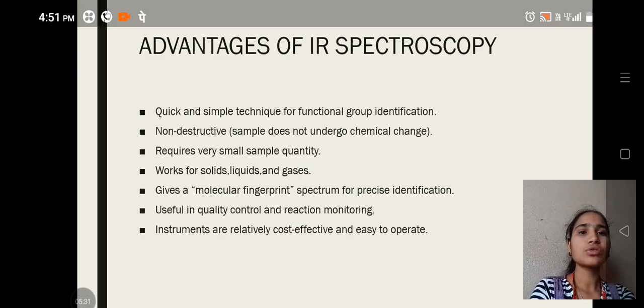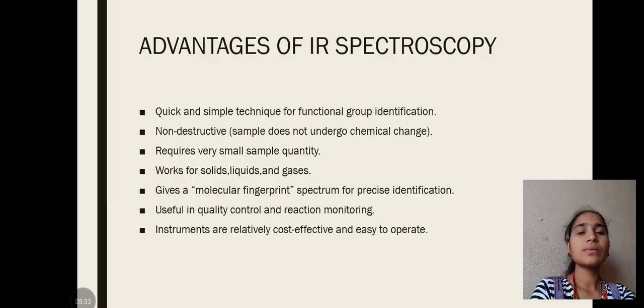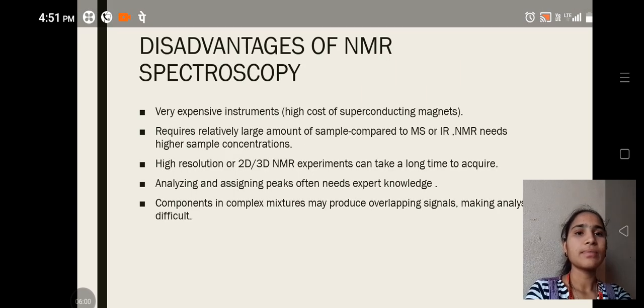Advantages of IR spectroscopy involve a quick and simple technique for functional group identification. It is non-destructive, so the sample does not undergo chemical change. It requires very small sample quantity. It works for solids, liquids as well as gases. It gives a molecular fingerprint spectrum for precise identification. It is useful in quality control and reaction monitoring. Instruments are relatively cost effective and easy to operate.